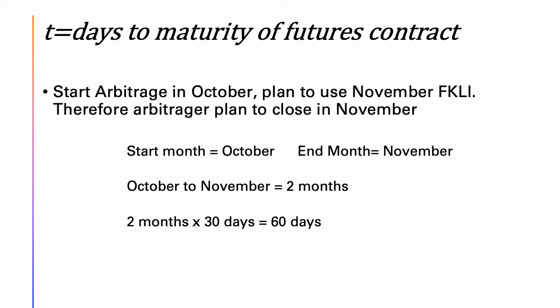So you need to calculate number of days to maturity of futures contract, which is the T. So you start arbitrage in October, you plan to use November FKLI, therefore arbitrage plan to close in November. So start month is October, end month is November. So October to November, we have 2 months. So 2 months times 30 days, so it is equal to 60 days.